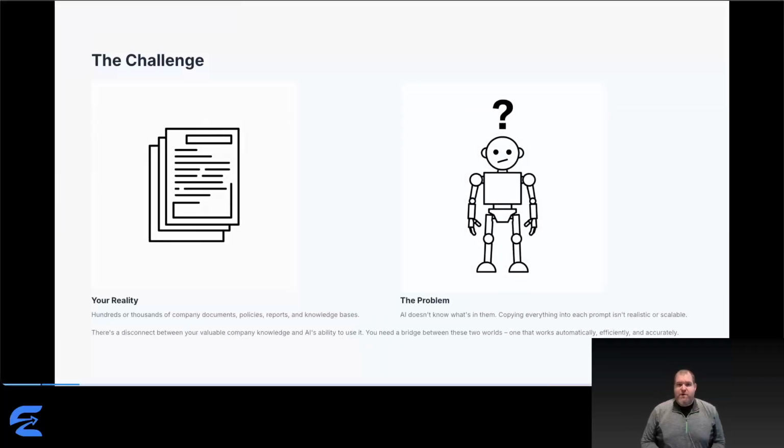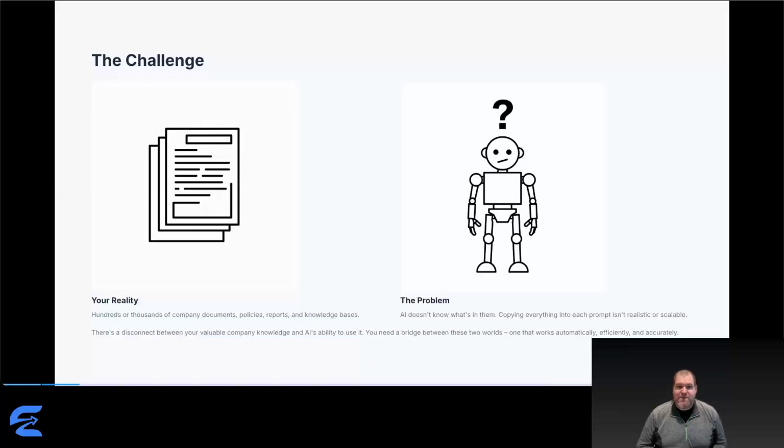Here's the reality most businesses face. You've got hundreds, maybe thousands of documents, product specs, policy manuals, support articles, procedure guides, meeting notes, technical documentation, all this valuable company knowledge scattered across various systems and formats. And then you've got AI, which is incredibly powerful at understanding and generating language, but has absolutely no idea what's in any of those documents. You can't just point ChatGPT at your file server and say, learn all this. That's not how it works.